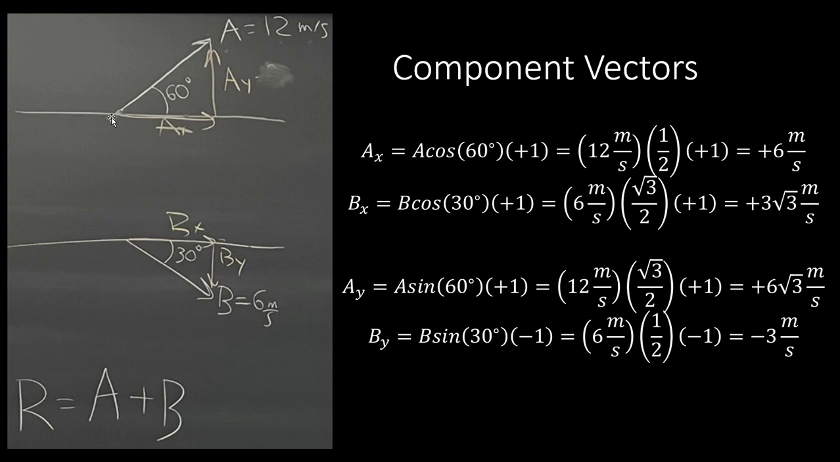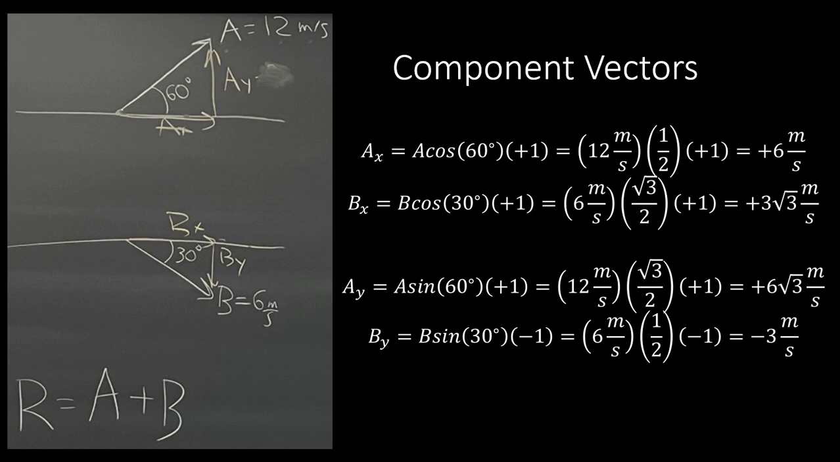If we had an x component that was pointed to the left, we would similarly multiply by a negative 1 instead of a positive 1. Now then, the y component of vector B would be B times sine of 30 degrees, and because it's pointed down, times negative 1. 6 times 1/2 times negative 1 would equal negative 3 meters per second.